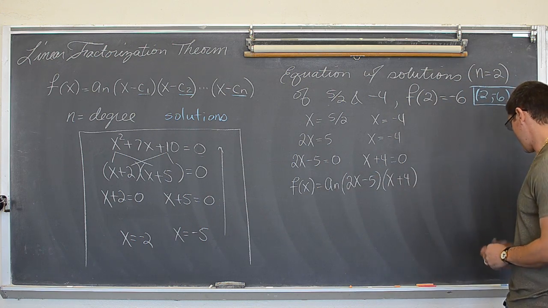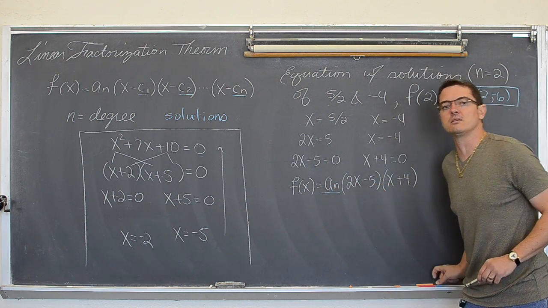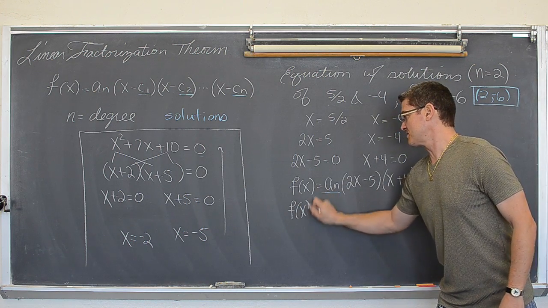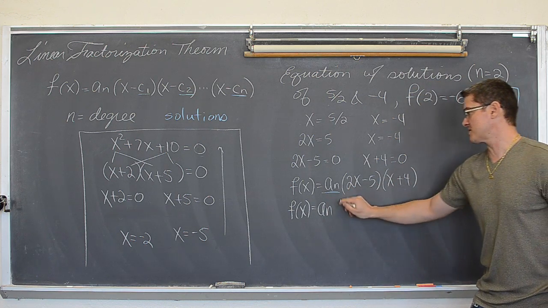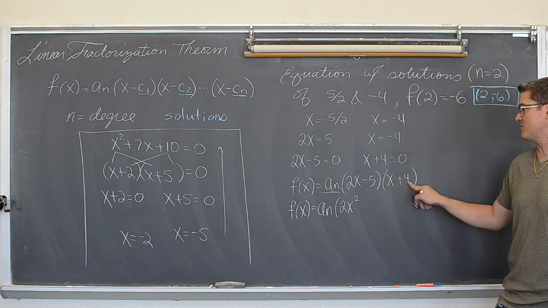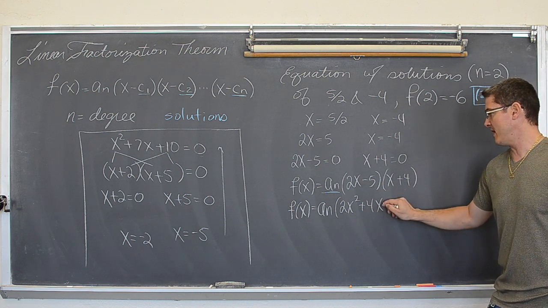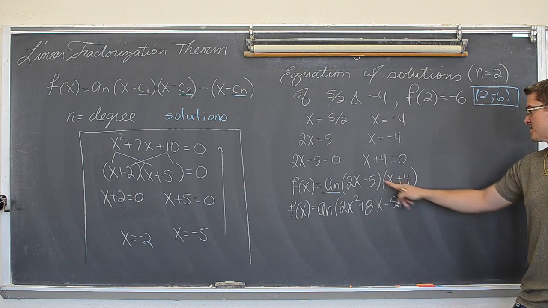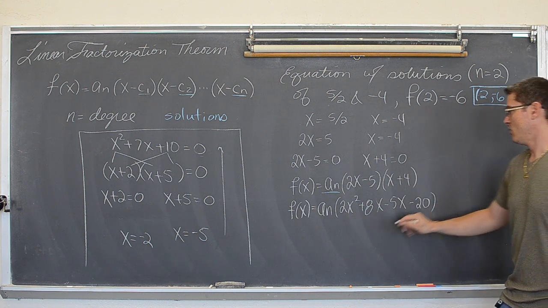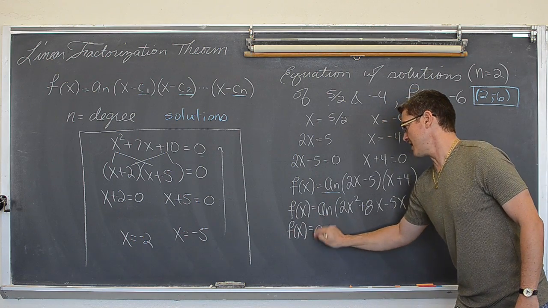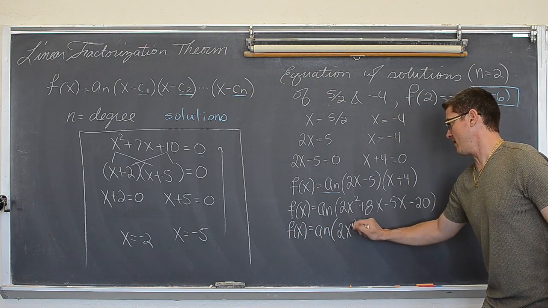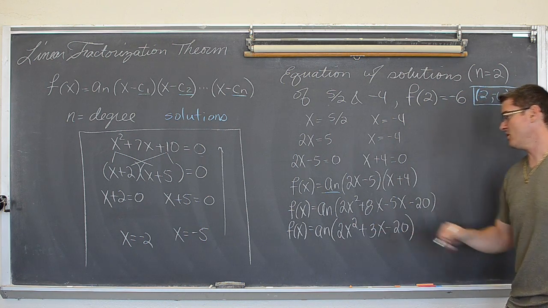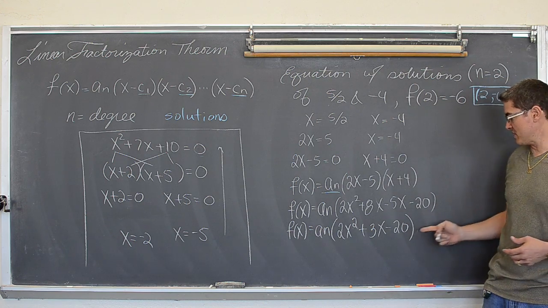And the a sub n comes into play when we start trying to figure out what point the line actually, well, it's not a line, the parabola actually goes through. So this is going to be f of x equals a sub n. 2x times x is 2x squared. 2x times 4 is 8x, then -5x, and -20. So we're right now looking at f of x equals a sub n times 2x squared plus 3x minus 20.